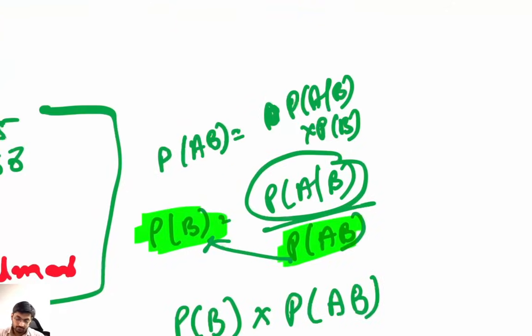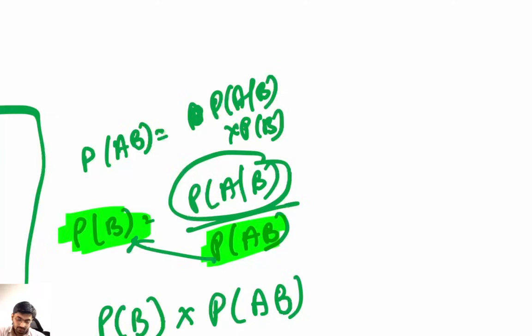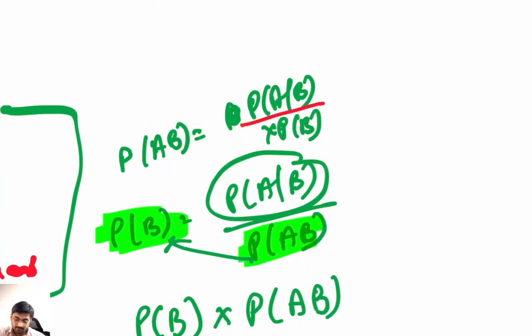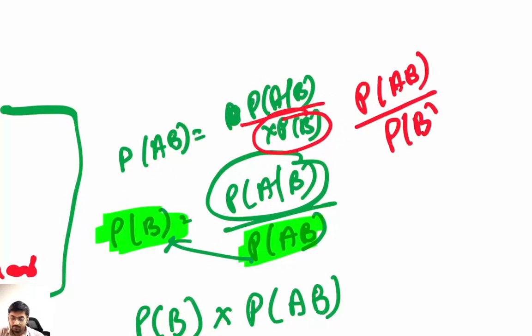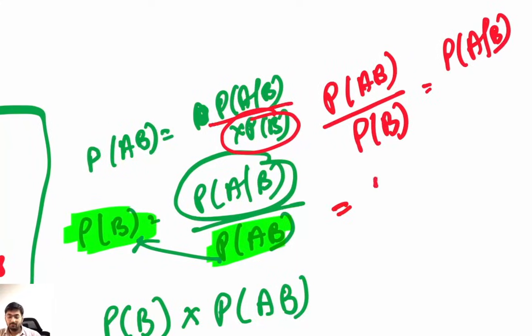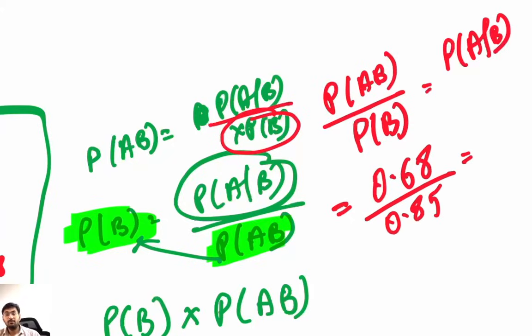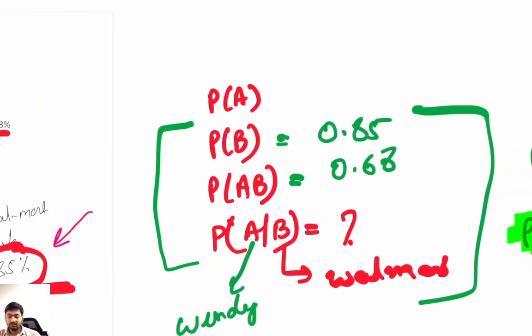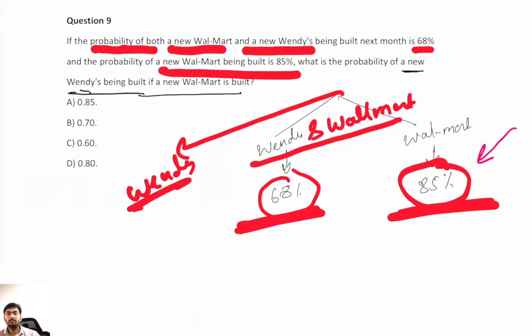Okay, sorry, I have written it opposite, because if I have to calculate this one, and this is the multiplication, by mistake it was written down, so I have taken it opposite. So it is probability of AB divided by probability of B is equal to probability of A given B. Clear? So what is the probability of AB? 0.68. And what is the probability of B? 0.85. What is the probability of A given B? 0.80. Are you clear? What is the probability? 0.80. Clear?